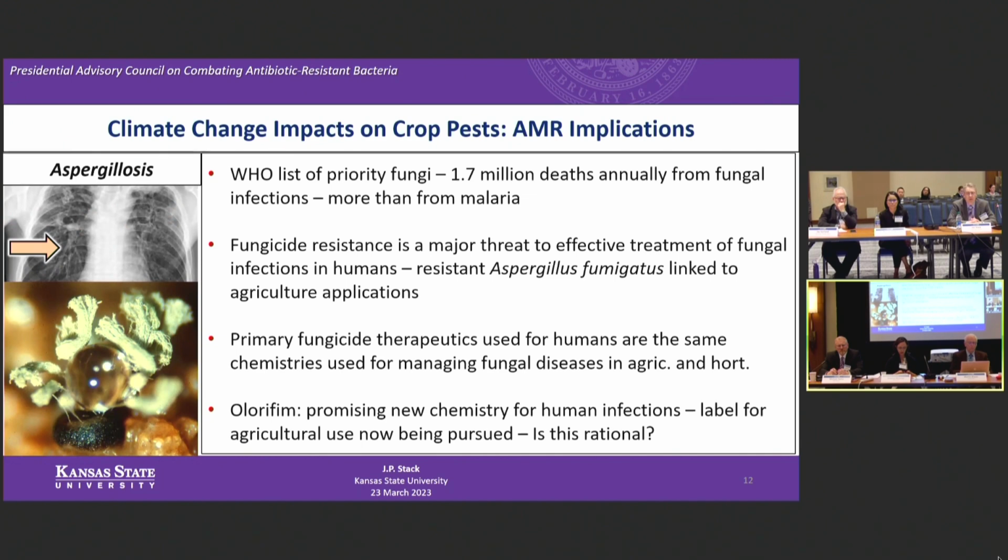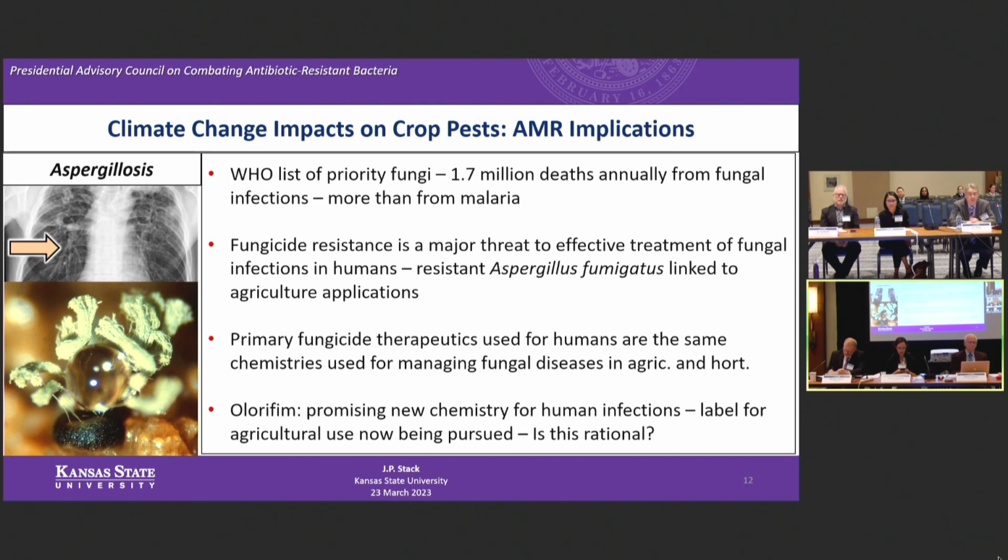In October of 2022, the World Health Organization published their priority list of fungi. And in that statement, they indicated that their records indicate 1.7 million deaths annually from fungal infections, now more than malaria. Fungicide resistance is a major threat to effective treatment of fungal infections in humans. We heard earlier about Aspergillus fumigatus. I will stress that that species is not the only species of Aspergillus that is of both plant and human health concern.